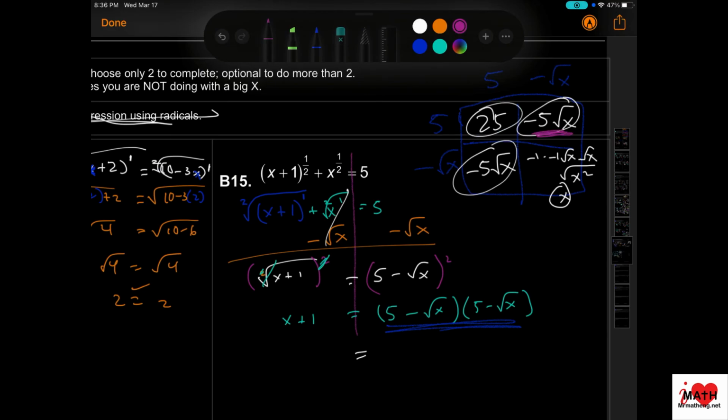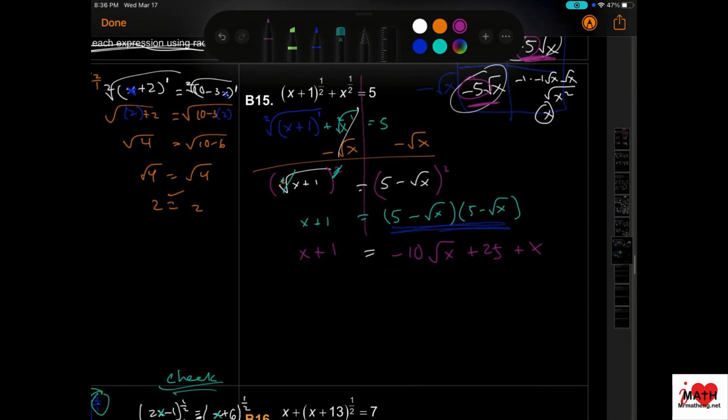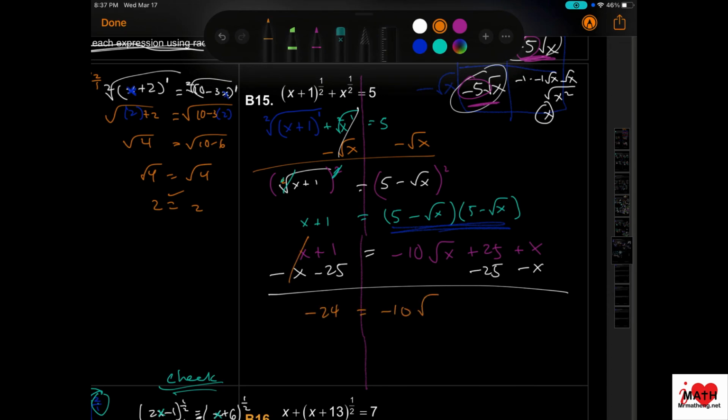Now, these 2, you can combine like terms, right? Add those 2 in front. So you will get negative 10 radical x plus 25 plus x. Okay, we're going to do just like we did on the other side, is we're going to get all the non-radicals to one side. So I'm going to subtract 25, and I'm going to subtract x. So this would give us negative 24 equals negative 10 radical x.